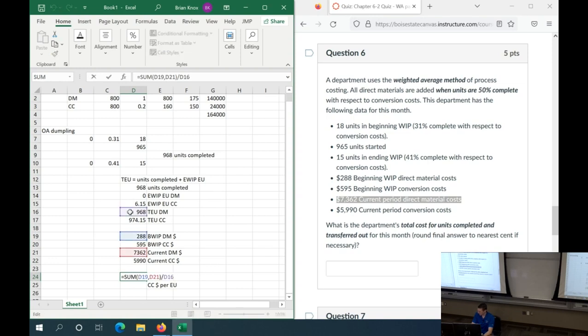And I'm just going to copy that down because everything is just one cell down for conversion costs. We have beginning WIP conversion costs plus current period conversion costs in the numerator, the sum of those two, divided by total equivalent units with respect to conversion costs, giving us our conversion cost rate.